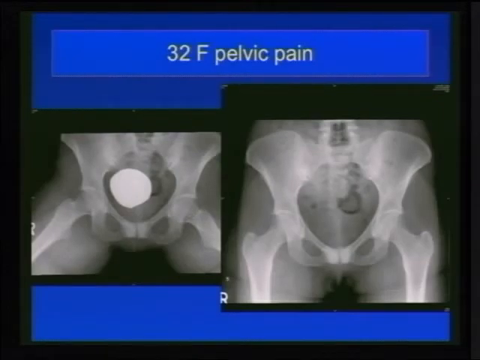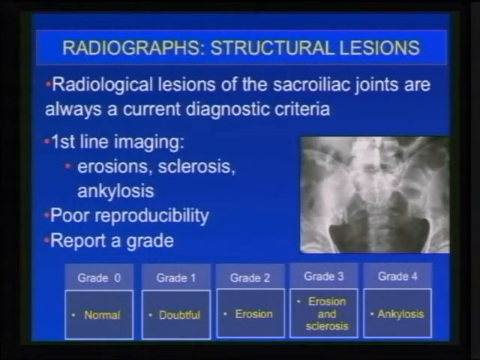This is a case of a 32-year-old female patient feeling a deep pelvic pain. But you see that this patient has bilateral sacroiliitis, more evidently seen on the right side, and you see this much sclerosis at the symphysis pubis. You can link these two pieces of information: osteitis pubis is one of the findings that can also be found in spondyloarthritis. So it is something which is really important to mention.